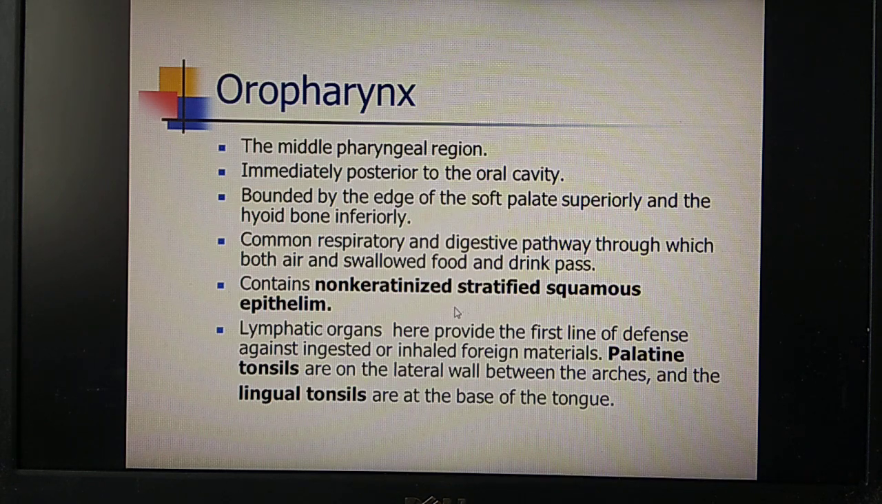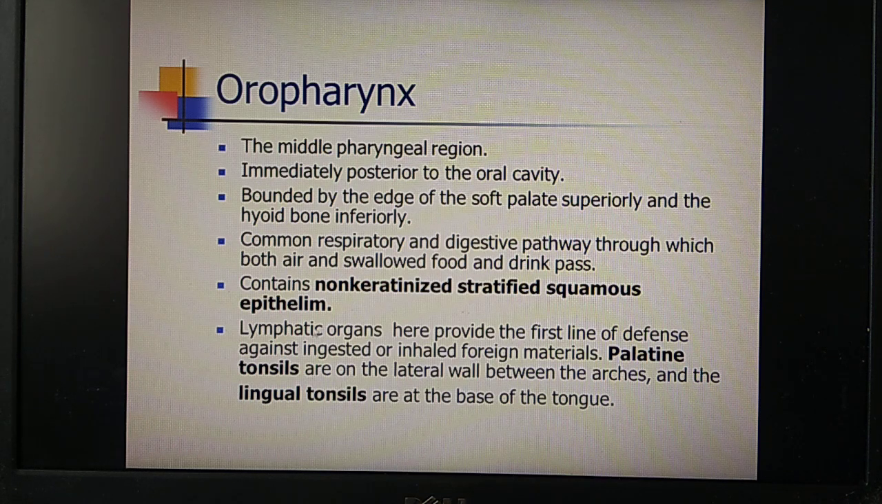So the oropharynx, which is connected with the oral cavity, is called the middle pharyngeal region, and is immediately posterior to the oral cavity and bounded by the edge of the soft palate. I already showed you the soft palate, and I'll show you the hyoid bone in the larynx. It is the common respiratory and digestive pathway through which both air and swallowed food and drink pass, and it contains non-keratinized stratified squamous epithelial tissue. Food and drink commonly pass through the oropharynx.